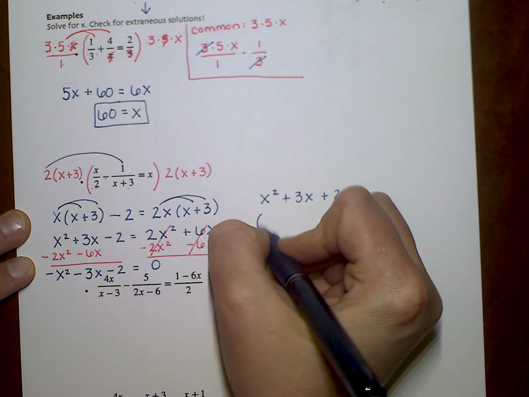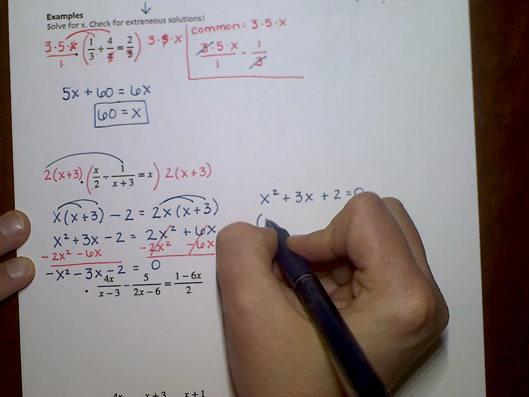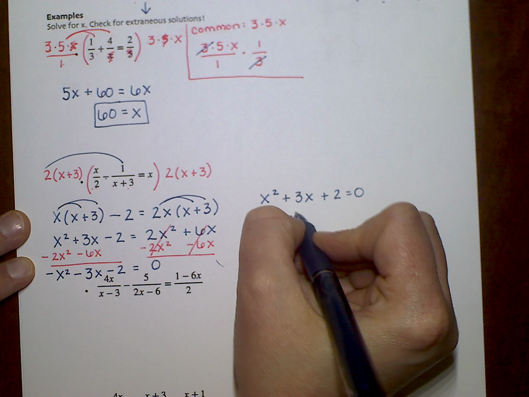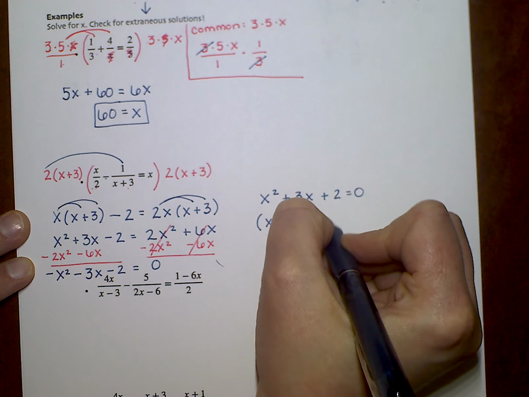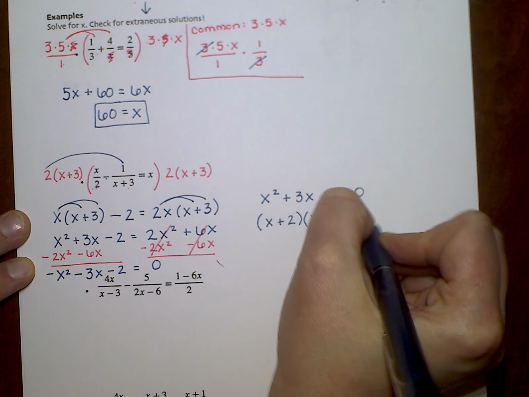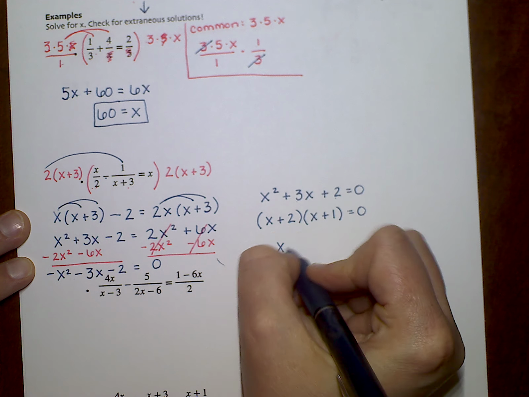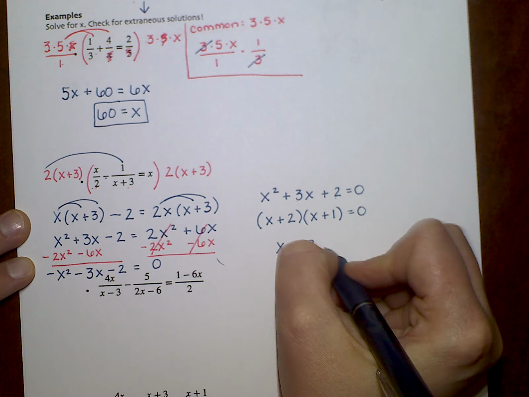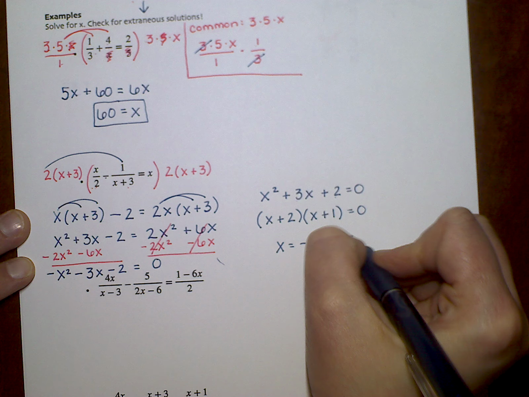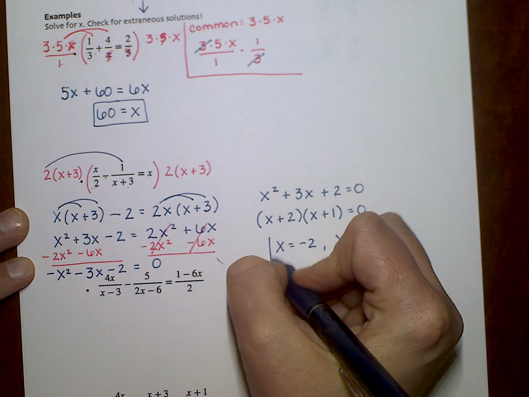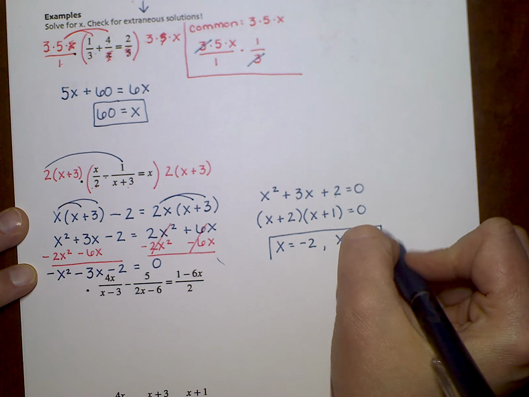Okay, and then I'm going to factor and say this is x plus 2 and x plus 1, because that's how I multiply to 2 and add to 3. And so my solutions are x equals negative 2 and x equals negative 1. Same thing you should have gotten if you used quadratic formula.